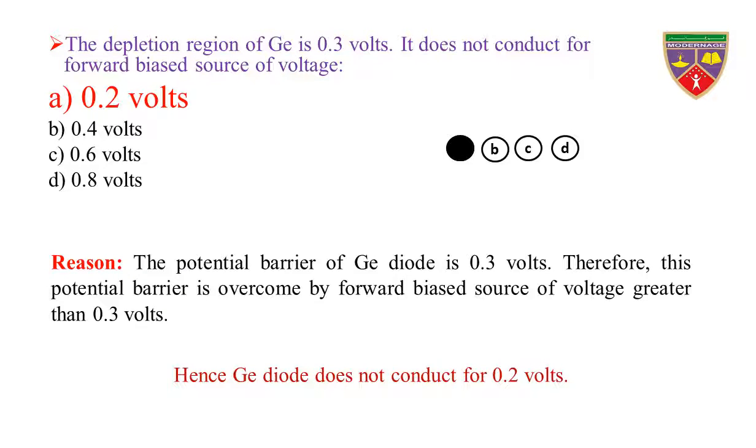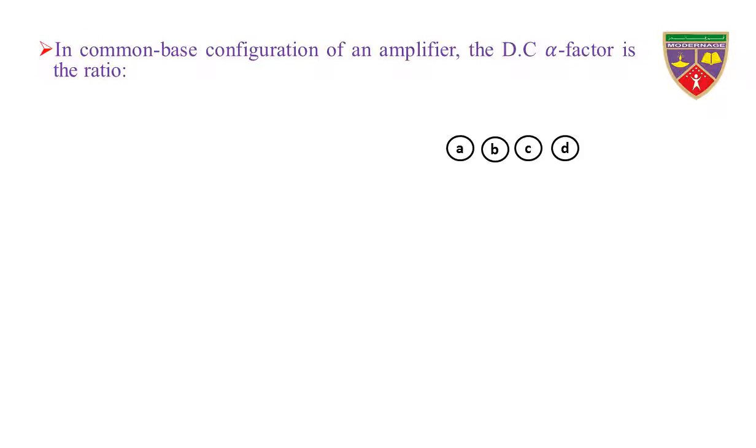Reason: the potential barrier of the germanium diode is 0.3 volts. Therefore, this potential barrier is overcome by forward bias source of voltage greater than 0.3 volts.